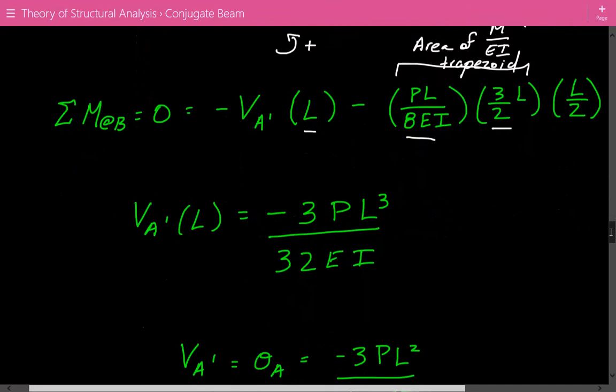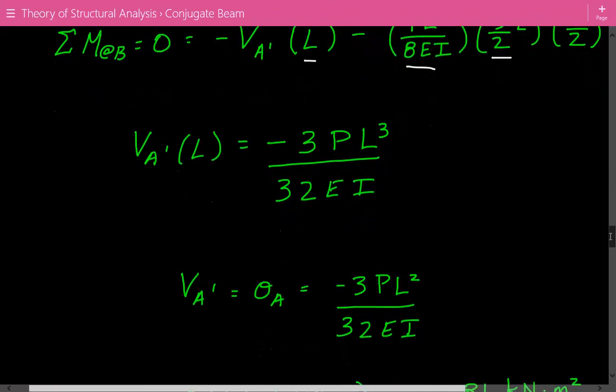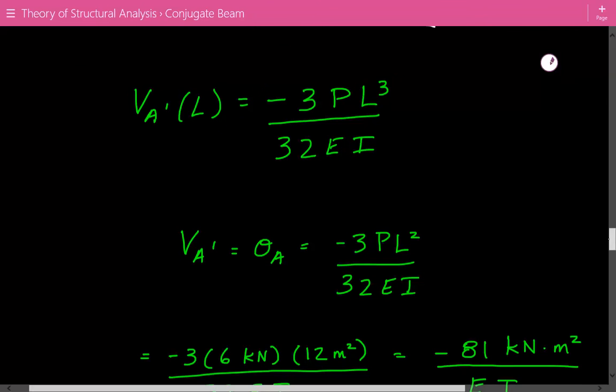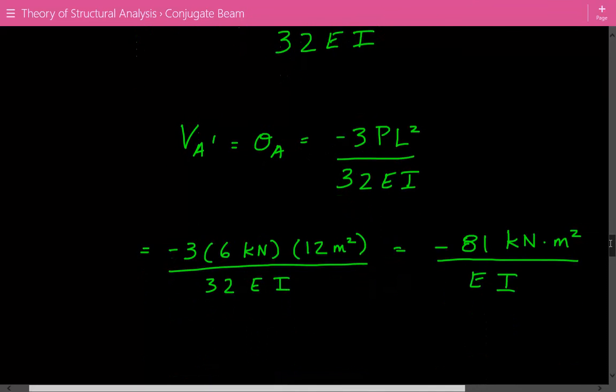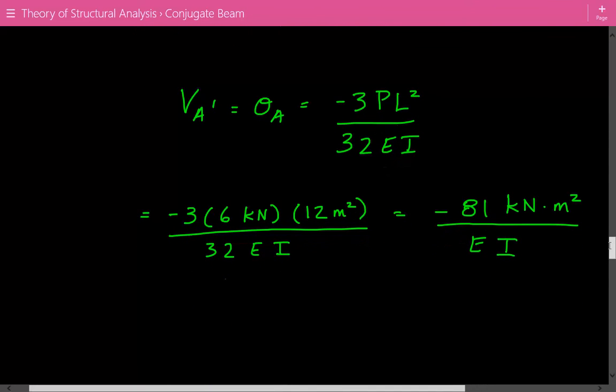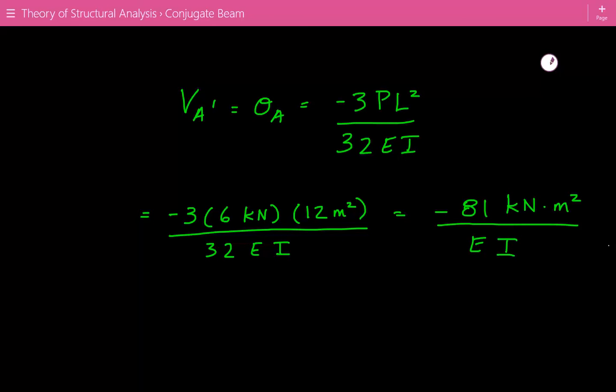And we just simplify it, and we get that the conjugate shear, which is equal to the real slope at A, is equal to -3 times P times L squared divided by 32 EI. And now we can plug in the actual numbers for the load and the length, and it comes out to be -81 kilonewtons times meter squared over EI.